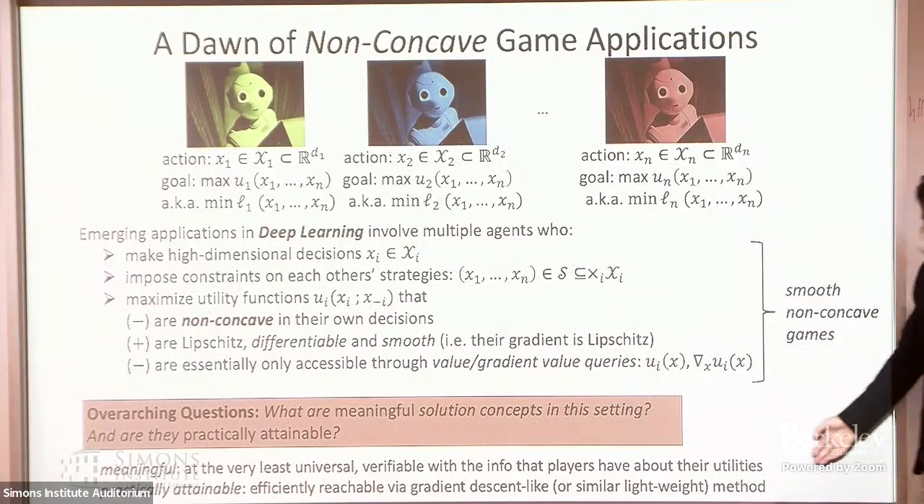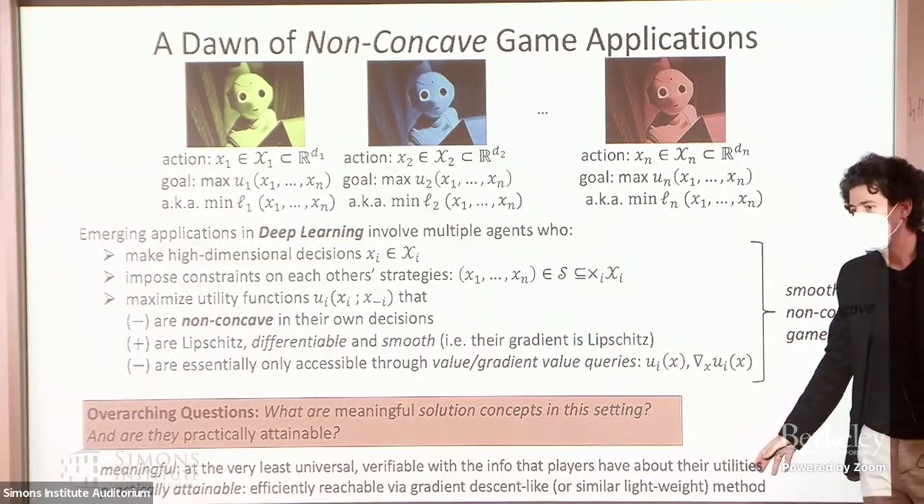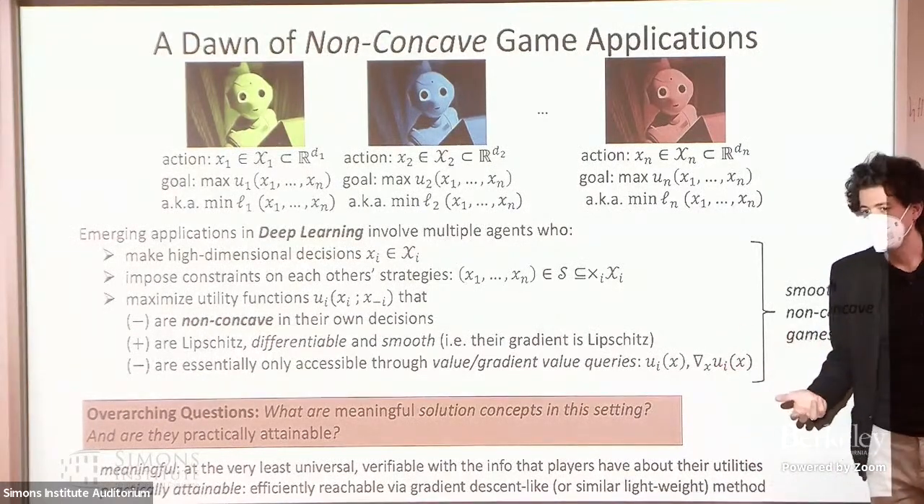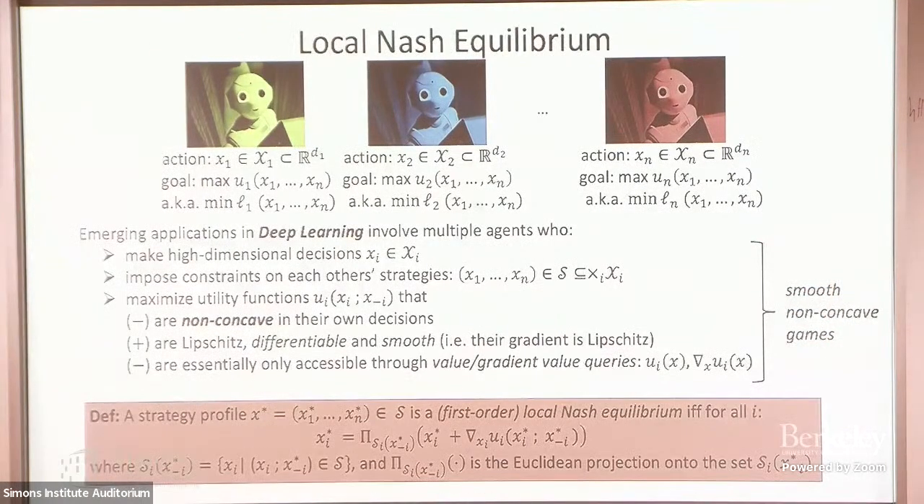So on the practical attainability front, what we'd like is that they are efficiently reachable with the information that the agents have about their utilities, through gradient descent or some similar lightweight optimization method. So these are the desiderata for a solution concept, if I were to postulate one and axiomatize that agents in a situation like that behave in this way. And I have a proposal for you.